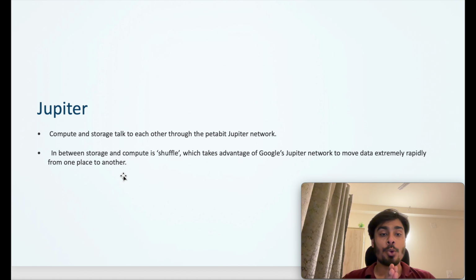Jupiter. Compute and storage talk to each other through the petabit Jupiter network. In between storage and compute is Shuffle, which takes advantage of Google's Jupiter network to move data extremely rapidly from one place to another.